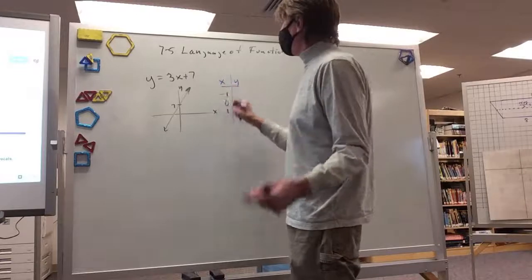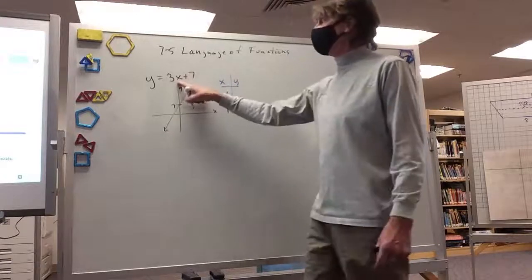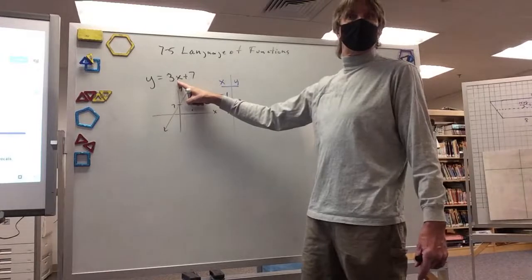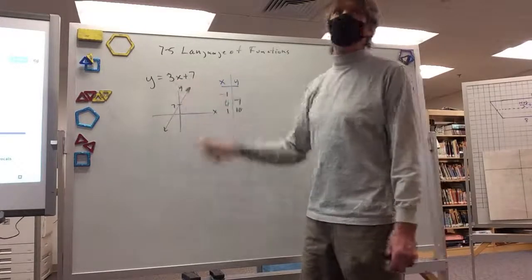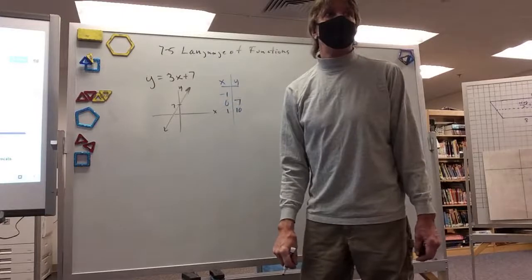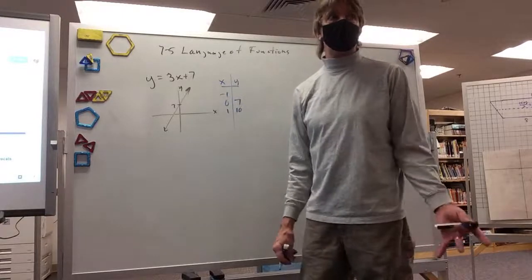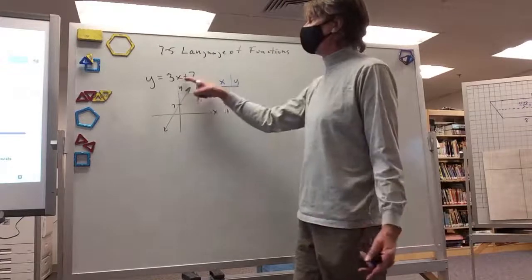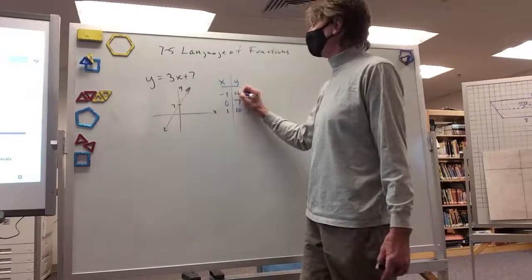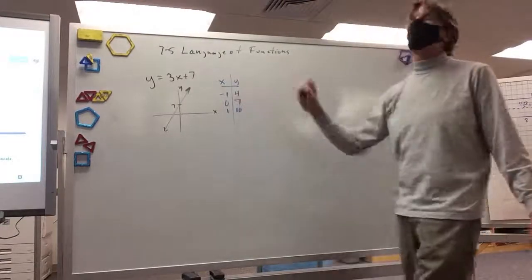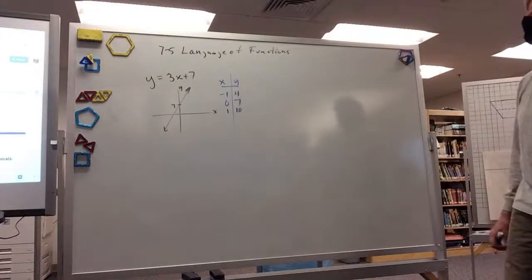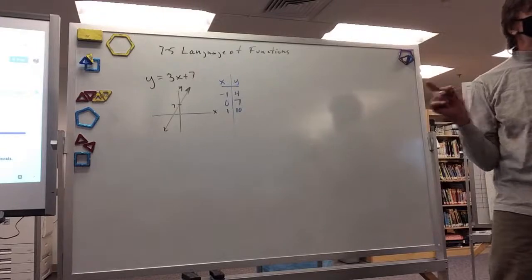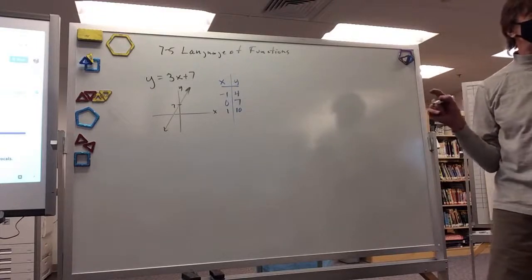If I put negative 1 in here, 3 times negative 1 equals negative 3. Negative 3 plus 7 equals? I thought you were asking. Oh, the answer, no. Okay, good. Equals 4. So there's only one answer, right? There's only one possible outcome.